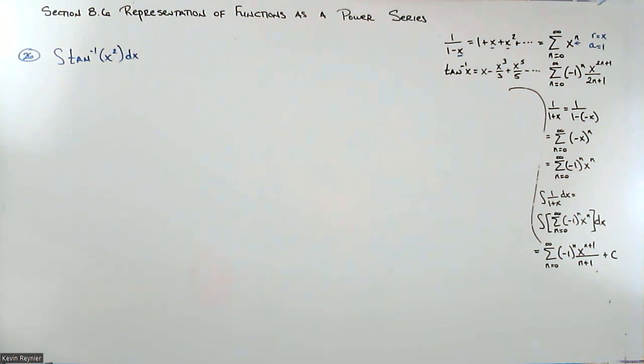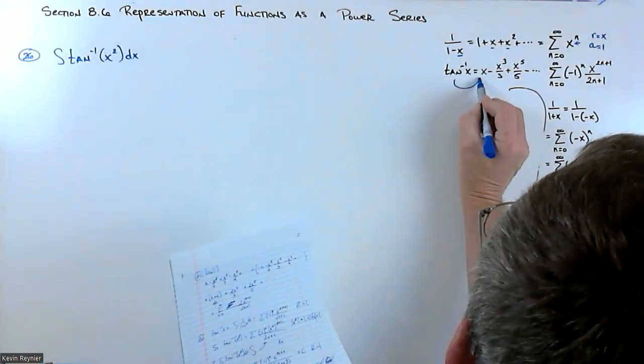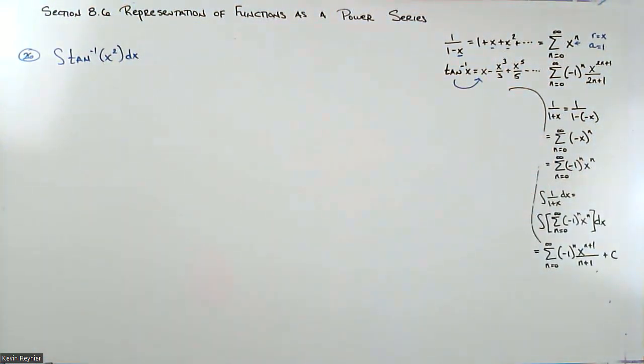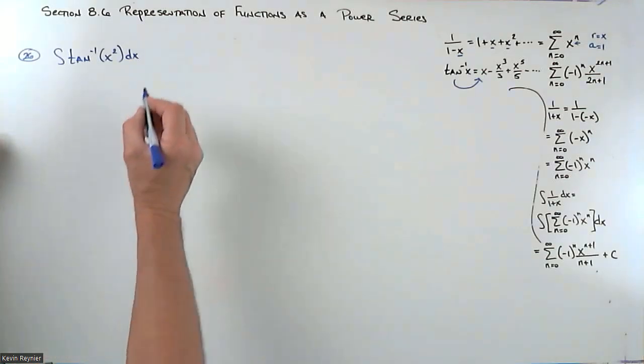Now, earlier, unfortunately, we found the power series for the inverse tangent of x cubed, didn't we? We didn't find the power series for the inverse tangent of x squared. But we can do that, right? We know what inverse tangent looks like. It looks like this. So we can write down inverse tangent's power series pretty quickly.